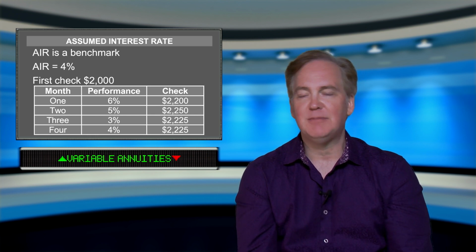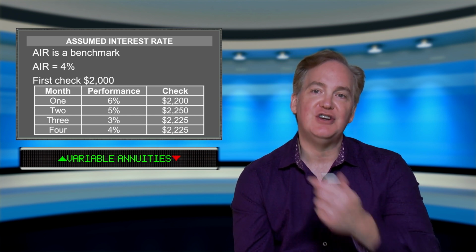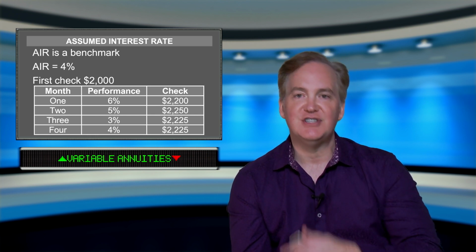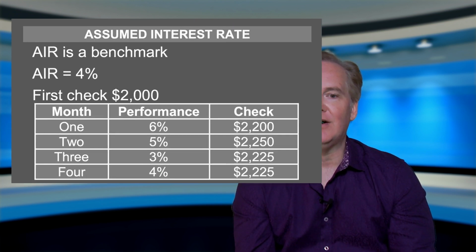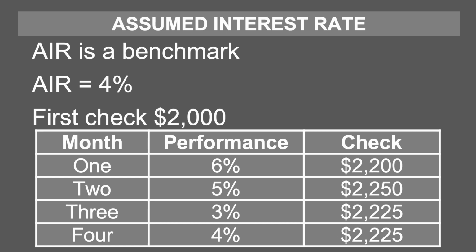So here we have a couple of scenarios where the person has annuitized the contract, they've received the first check, and the insurance company has set that AIR. And here you have month 1 after we annuitize the contract, and the separate account performs well. It performs at a 6% rate on an annualized basis, and perhaps the check goes up to $2,200 the next month. Now, the second month, the separate account performs at a 5% rate.